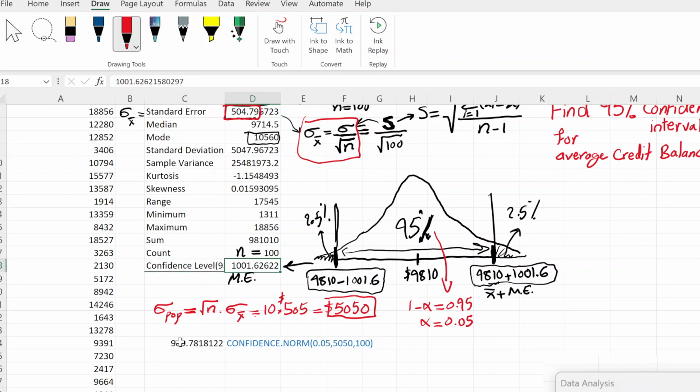So all I'm trying to say is the result of confidence.norm is matching what the summary stat did when we didn't know sigma. Compared to this scenario, we just make the assumption that 5,050 is known from the get-go. So when we know the sigma of population, we can just use confidence.norm and compute the 95% confidence interval, since we use alpha of 0.05.